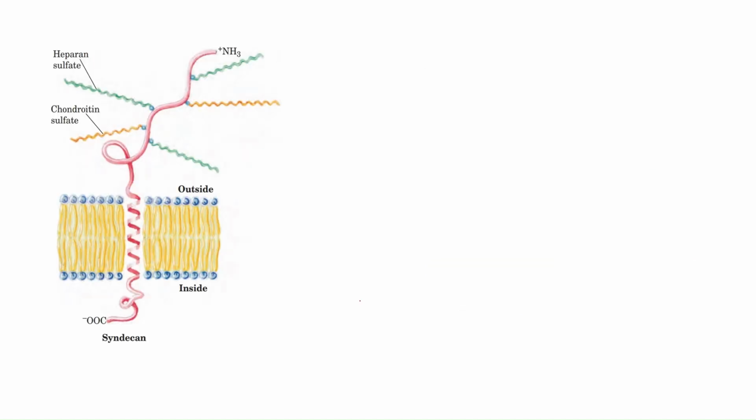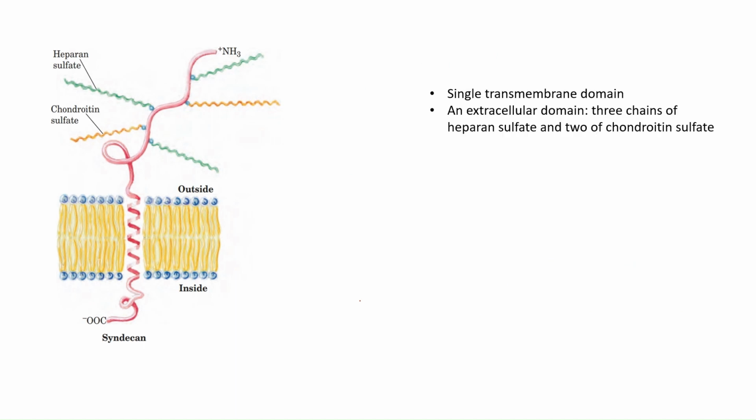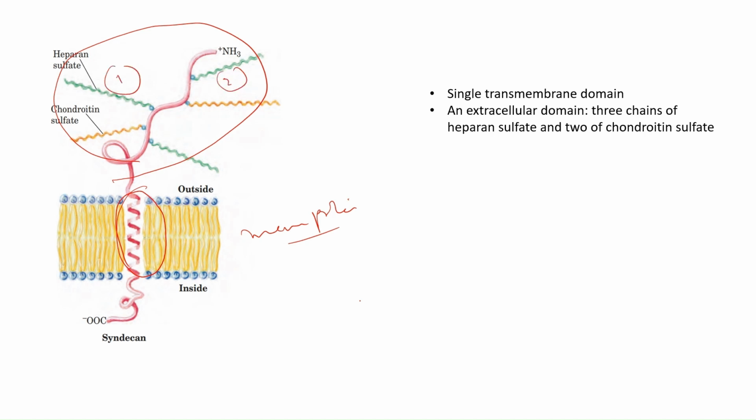Now this is an example of a syndecan core protein. What can we see here? It is a membrane protein which consists of a single transmembrane domain and an extracellular domain. In this extracellular domain, there are 3 chains of heparan sulfate. The green chain is heparan sulfate. So how many green chains? 1, 2 and 3. And 2 chains of chondroitin sulfate, the orange ones. So this is a typical example of a syndecan core protein which consists of a single transmembrane domain and an extracellular domain.